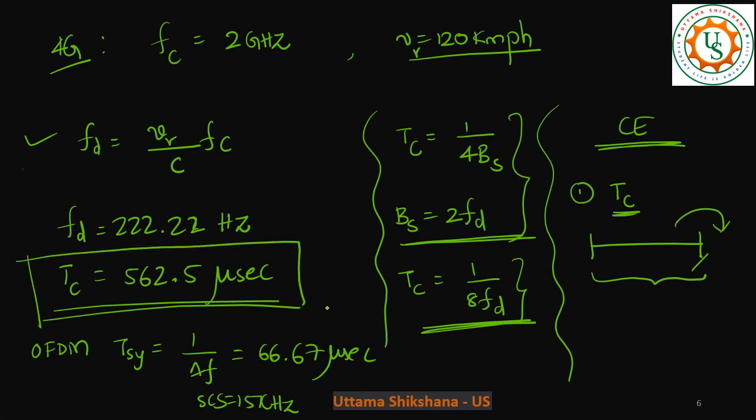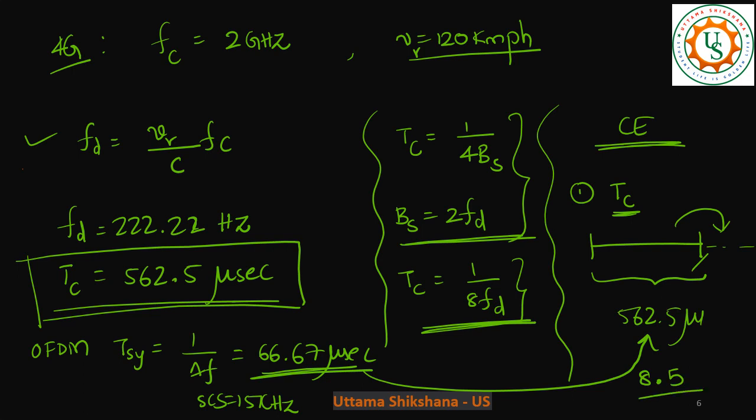So now we know the TC. TC says that for a duration of 562.5 microseconds, the channel is constant, and afterwards the channel will change. If each OFDM symbol is 66.67 microseconds, then how many symbols can we accommodate? We divide this by 66.67 microseconds, and approximately we get 8.5 symbols.